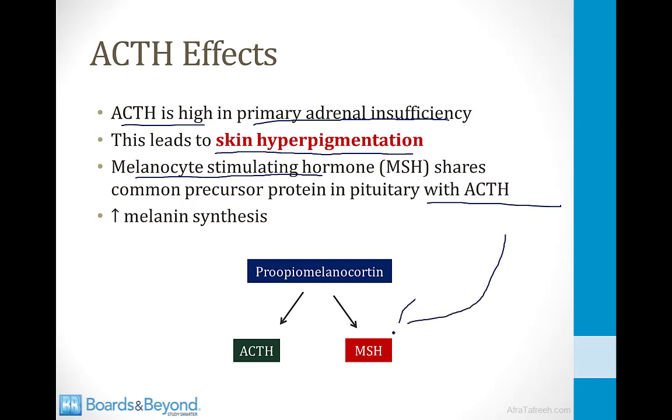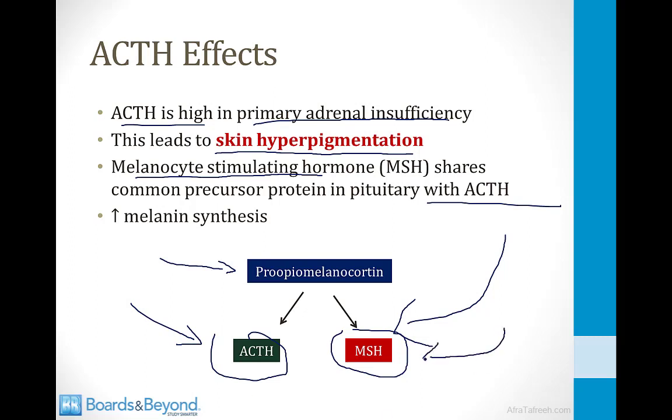If you look at this diagram on the bottom of the screen here, there is a precursor protein of ACTH and MSH that is made in the pituitary gland called pro-opiomelanocortin. It is split into ACTH and MSH, so when the pituitary is synthesizing lots of ACTH, in Addison's disease it will also synthesize lots of MSH, and the MSH will go and stimulate melanocytes, and that will increase melanin synthesis, and this will lead to darkening of the skin. You will not see this symptom in patients who have secondary adrenal insufficiency in which the ACTH is low.